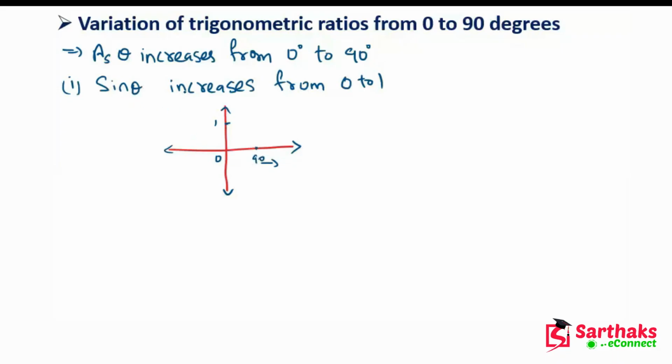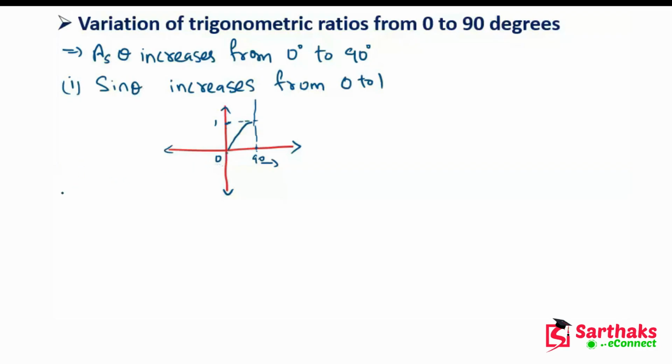So sin theta increases from 0 to 90. So the curve of sin theta is like this. At 0 degree sin theta is 0 and at 90 degree the value of sin 90 is 1. So like this sin theta increases from 0 to 90. If you go beyond 90 degree then it will go down again, so the graph will decrease and the value of sin theta will decrease. But here we are talking just about 0 to 90 degree.